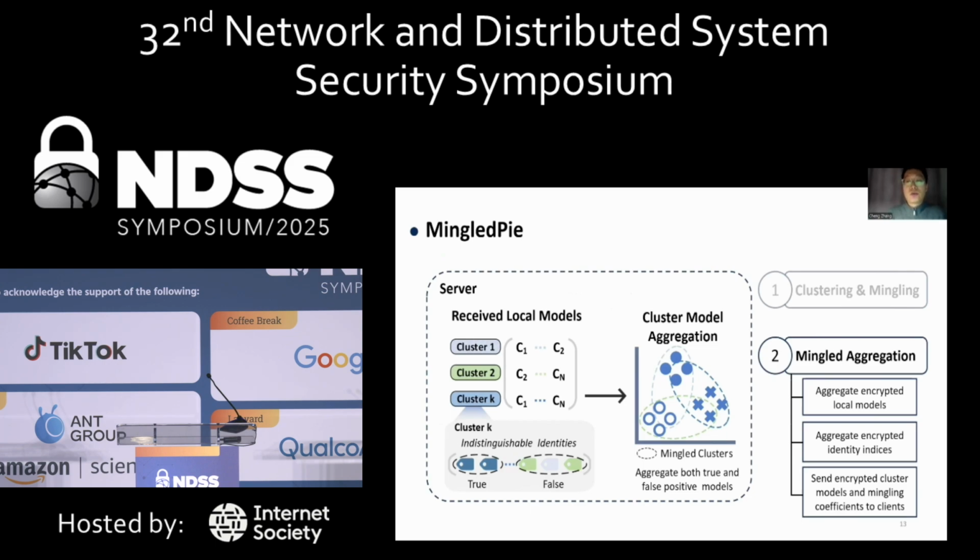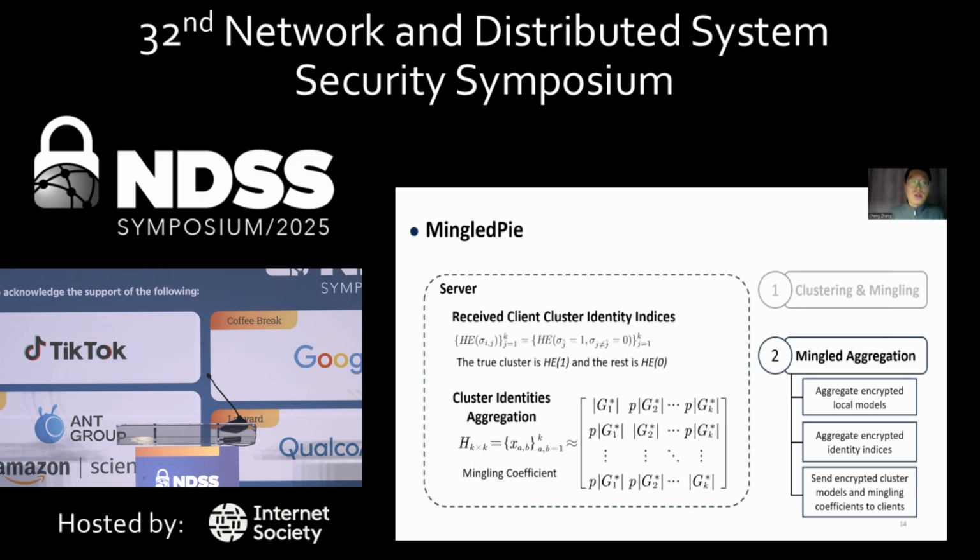The server then aggregates the local models from all clients within a mingled cluster to form a mingled cluster model. As a result, the mingled cluster model can be viewed as a combination of the accurate cluster model and some models from other clusters. Clearly, the mingled cluster models are not usable.